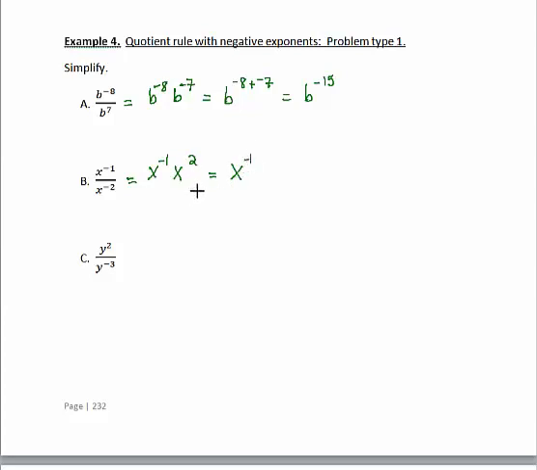If I apply the product rule, that says that we add the exponents, and we get negative 1 plus 2, x to the positive 1. If for whatever reason we wanted the x in the denominator, then we could move the x, but then we'd have to change the sign of the exponent.